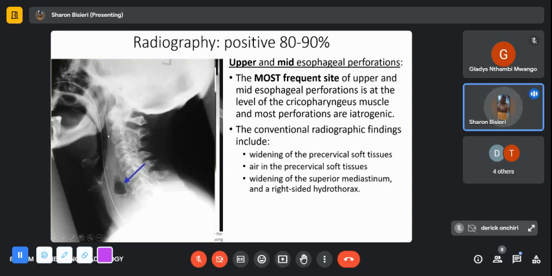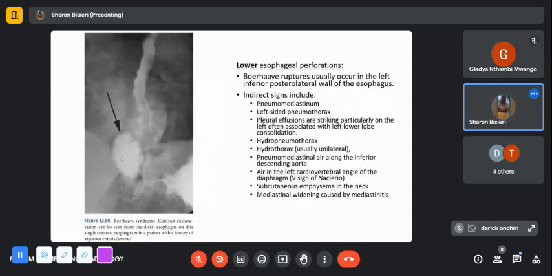So how we also try to determine the normal thickness of the precervical soft tissues, we say that from C1 to C4, the precervical soft tissue should be less than a third of the vertebral body, and then lower than C4, it should be no greater than the body of the cervical vertebrae. So we can clearly see that there's thickening of the precervical soft tissues. So we've covered upper and mid. Next, we'll move to lower esophageal perforations.